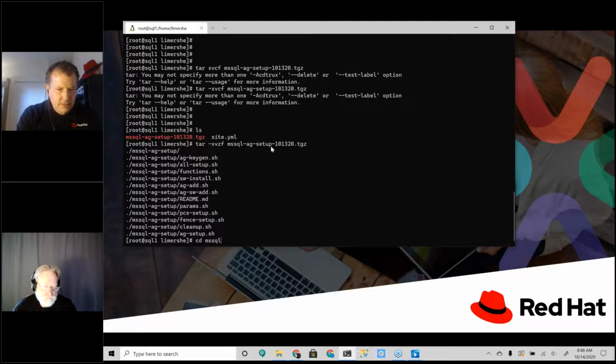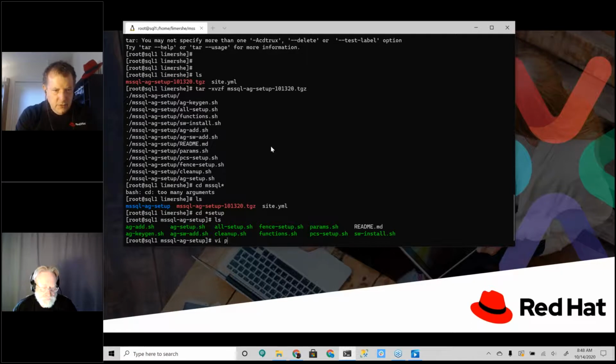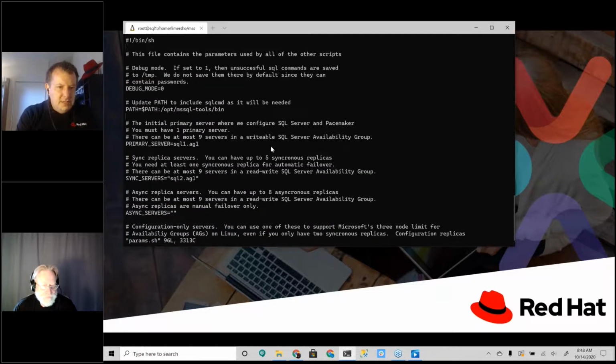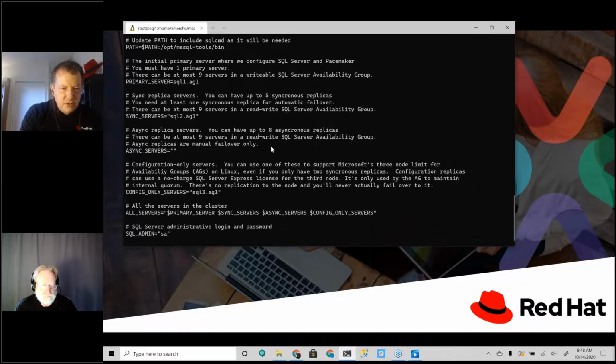So now I'm going to move in here. We go into setup, and we're going to take a look at that params.sh file I mentioned before. You can see what I talked about. SQL Server 1 is set up as the primary server we're doing configuration on. Our secondary for synchronous will be SQL Server 2. I do support asynchronous servers, which Kevin was talking about. And SQL 3 is going to be a config-only server.